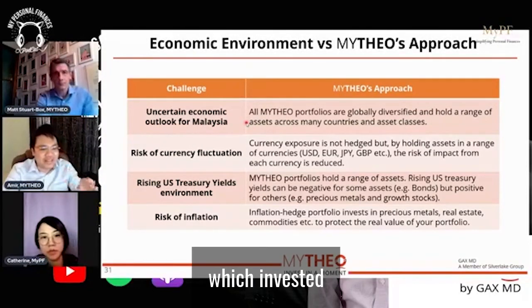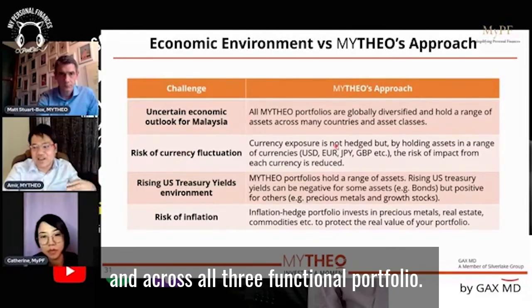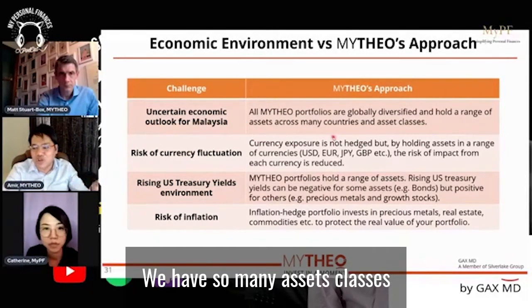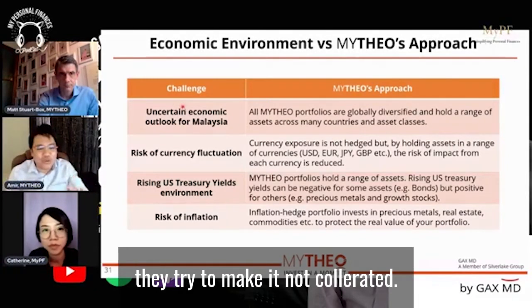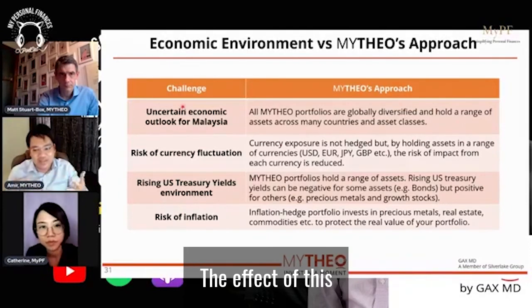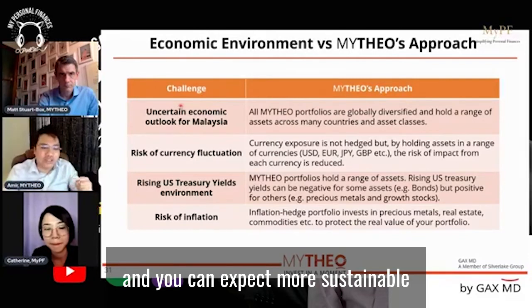We invested, as Matt mentioned earlier, in 86 countries, and across all three functional portfolios, we have so many asset classes, and we try to make these asset classes not correlated to each other. The effect of this is that the long-term return becomes smoother, and you can expect it to be more sustainable.